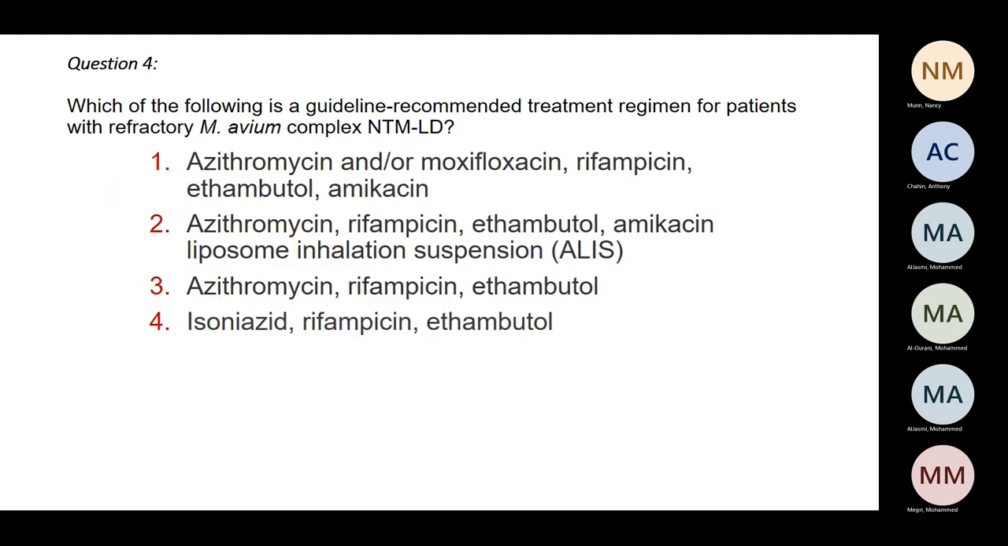Which of the following is a guideline-recommended treatment regimen for patients with refractory disease? Anyone beyond 6 months and still with a positive culture is considered refractory NTM. Now it's an indication to start the ALIS. This ALIS is different from the IV amikacin. IV amikacin for cavitary disease is started early on, at 2 months, and this one will be an add-on when patients are on triple therapy and are still culture positive after 6 months.